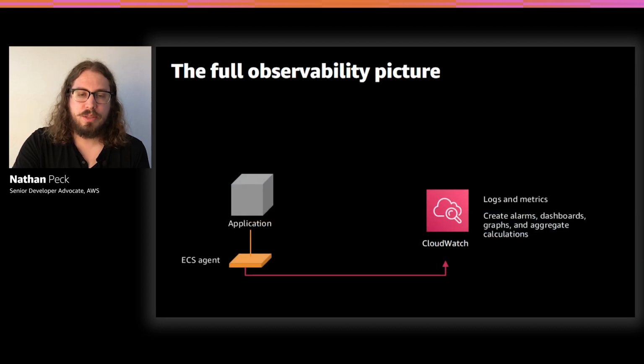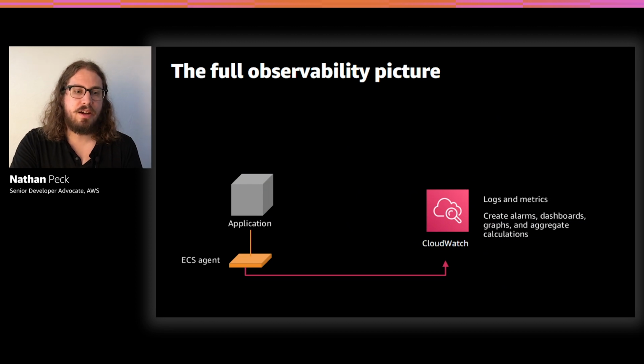So let me show you what all these pieces look like together on a graph. So we start out with the application, the containerized application, and we have the ECS agent, which launched the container. It's watching that application for its CPU usage, its logs, and that allows you to do things like create alarms, dashboards, graphs, and aggregate calculations about how your application is performing.